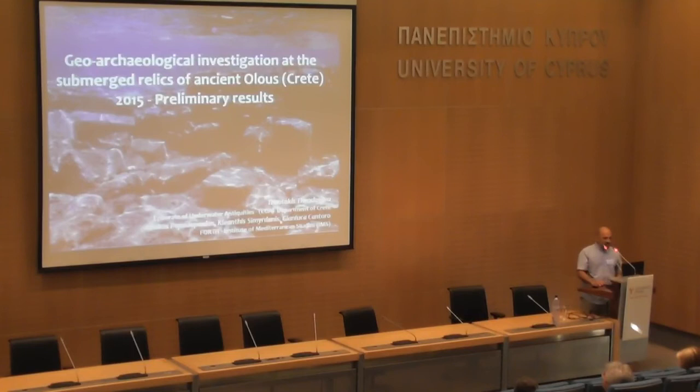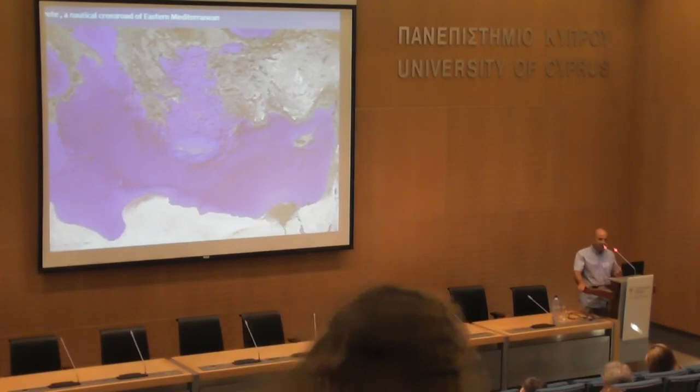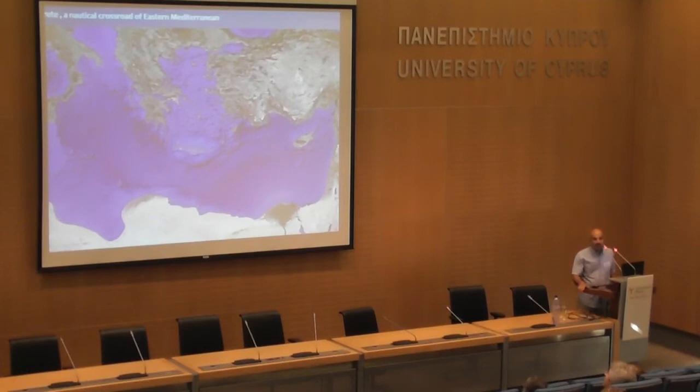So, I'm going to talk to you about the submerged city on the island of Crete: ancient Olus, modern Elunda Bay. I think that there is no need to explain why Crete was crucial on the sea routes of the Eastern Mediterranean. It's obvious by its position on the map. And there is no need to explain why Minos was the first who established the thalassocracy, as Thucydides informs us.